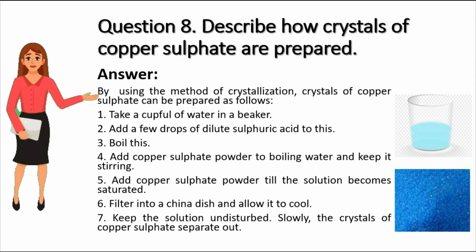4. Add copper sulfate powder to boiling water and keep it stirring. 5. Add copper sulfate powder till the solution becomes saturated. 6. Filter into a china dish and allow it to cool. 7. Keep the solution undisturbed. Slowly, the crystals of copper sulfate separate out.